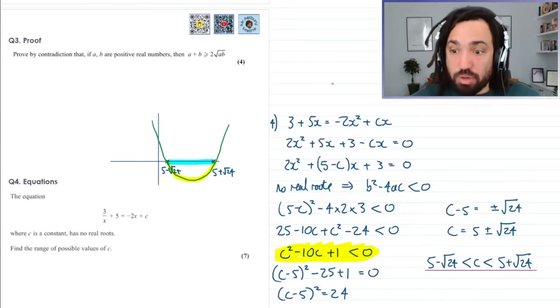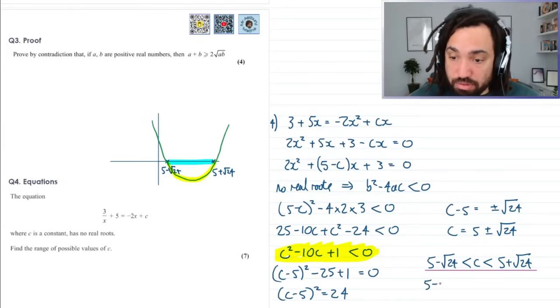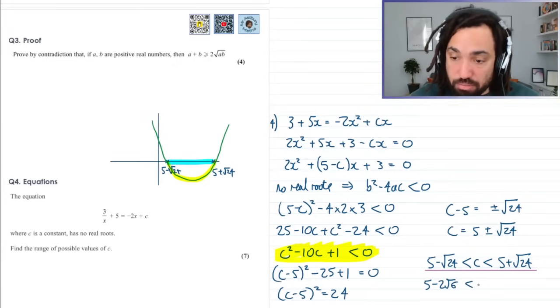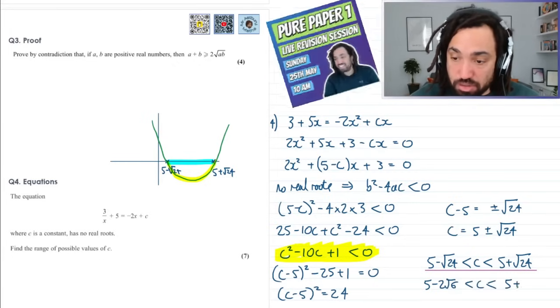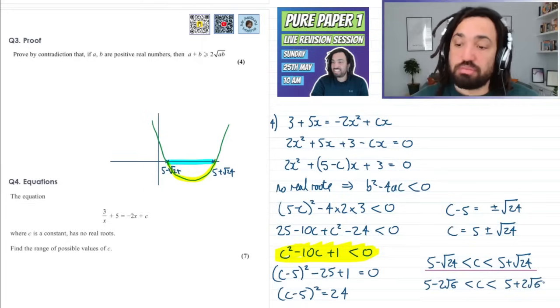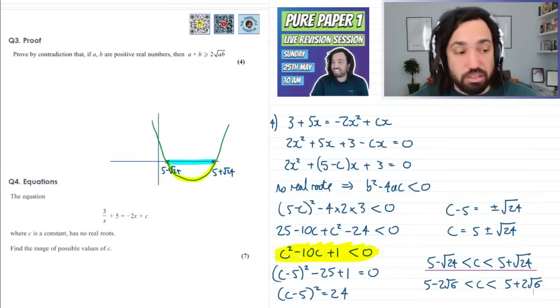And of course, if you were using a calculator, they probably would have simplified the surds, which is just equivalent, so I'll just write it out as well, like so. And that is also the correct answer.